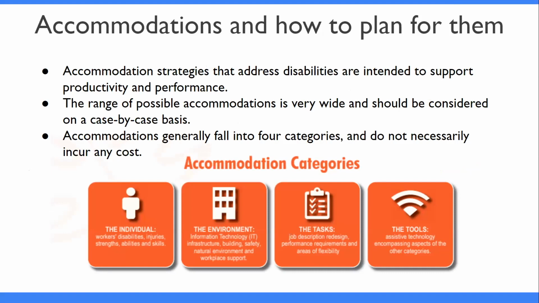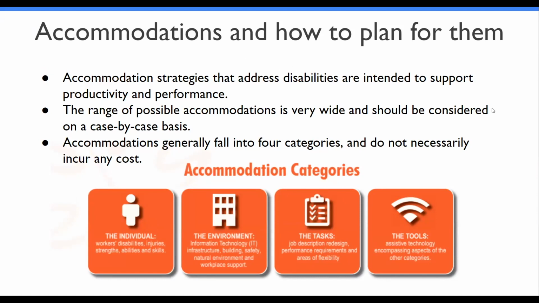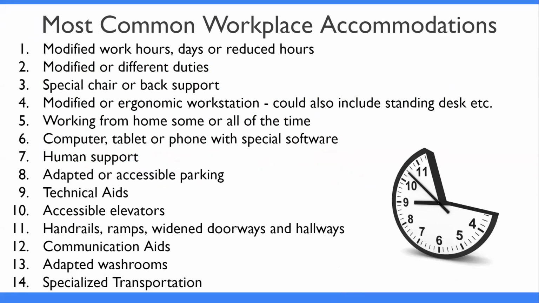So accommodation strategies that address disabilities are intended to support productivity and performance. The range of possible accommodations is very wide and should be considered on a case-by-case basis. And accommodations generally fall into 4 categories, and most of them do not necessarily incur any costs. So there's individual, the environment, tasks, and then tools. So these are the 4 areas that most accommodations fit under. We talked about the most common workplace accommodations.